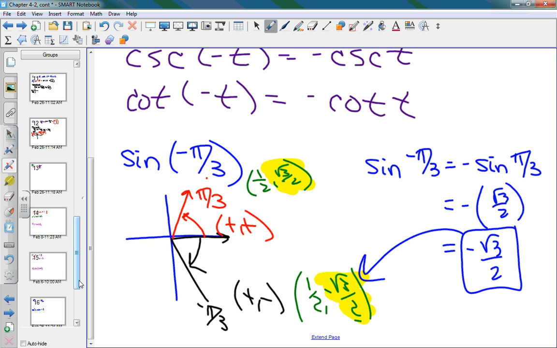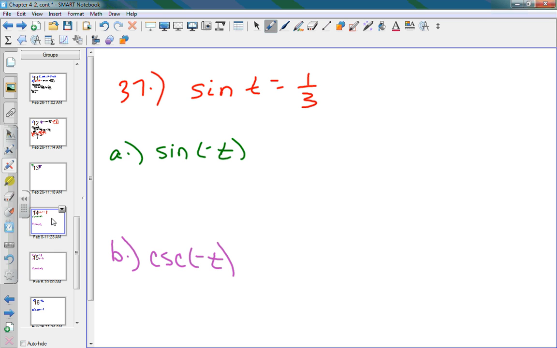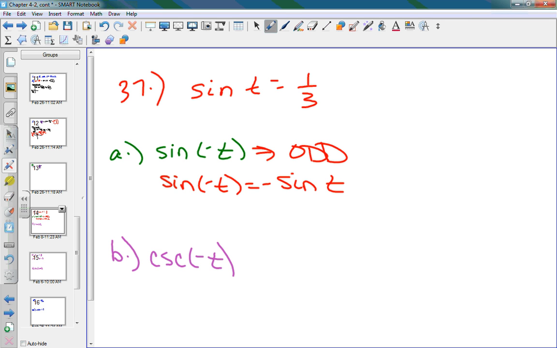Now, if we go back to what we're talking about right now, it wants you to find out what the sine at negative t is. According to this definition, the sine at negative t is going to be equal to negative the sine at t, because it's an odd function. Do we understand that? Now, do I know what the sine at t is? It's 1/3, which means this is negative times 1/3, to give me negative 1/3. That's what the sine at negative t is, by definition of an odd function.